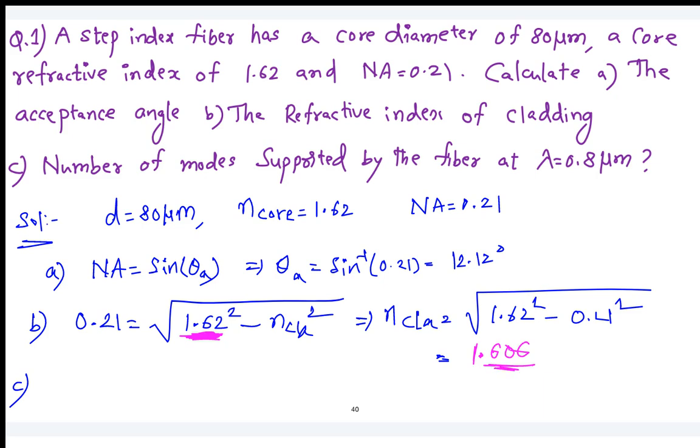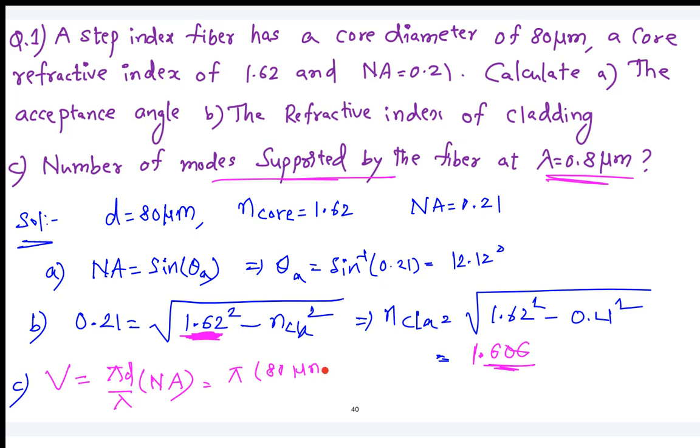And the next thing, the third one: how many modes are supported by the fiber if the wavelength is 0.8 microns. In order to do that, first calculate the mode volume, which is equal to pi d by lambda into the numerical aperture. All the values are given. So pi into d, which is 80 microns, by lambda, which is 0.8 microns, into the numerical aperture, 0.21.